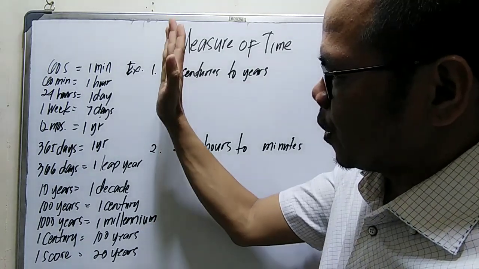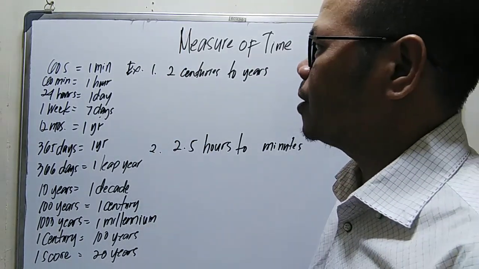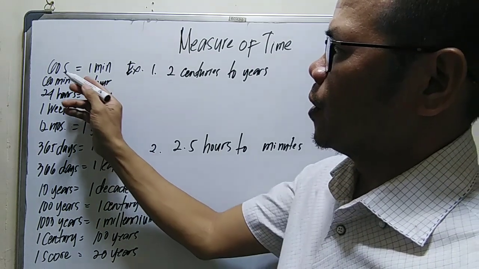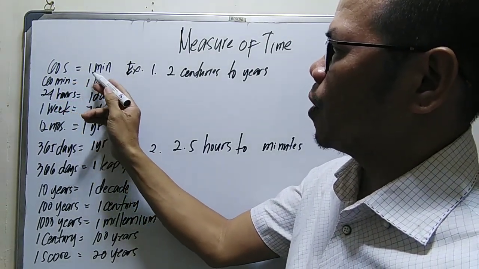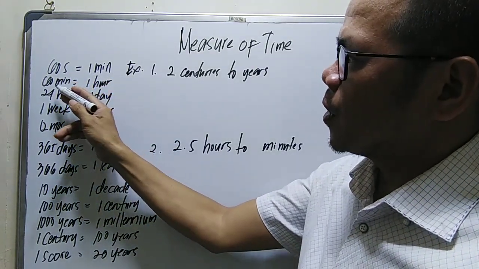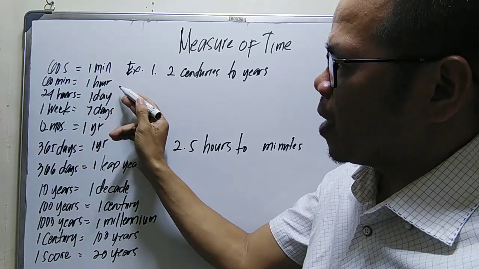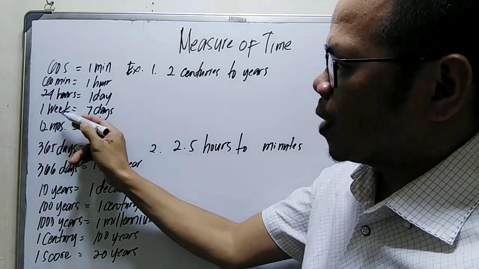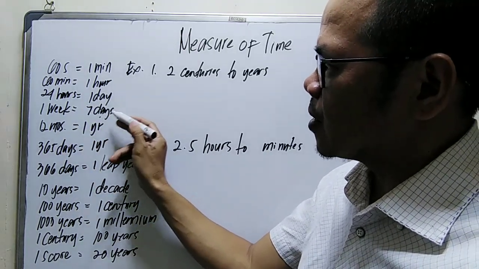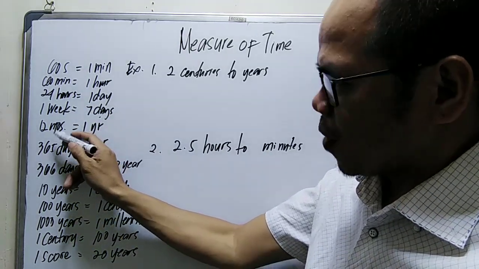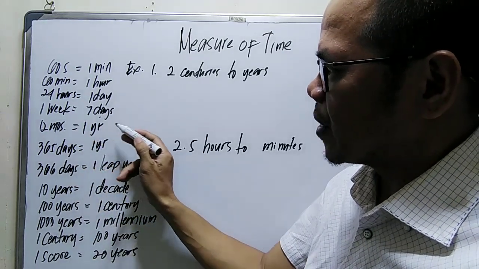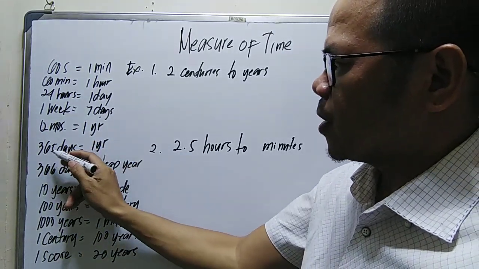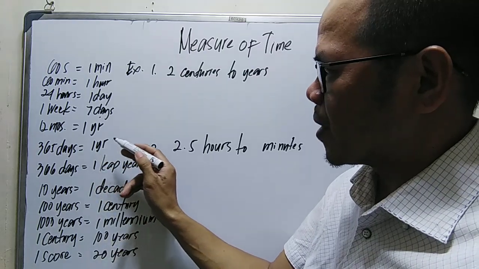So this is the table of conversion. In 60 seconds, that is equal to 1 minute. 60 minutes, that is equal to 1 hour. 24 hours is equal to 1 day. 1 week is equal to 7 days. 12 months, that is equal to 1 year. 365 days is equal to 1 year.